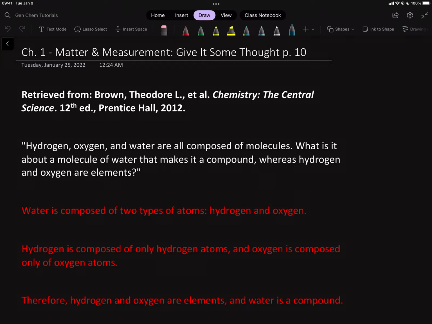Alright, back with another question from Chapter 1. Give it some thought. Here, the prompt: hydrogen, oxygen, and water are all composed of molecules. What is it about a molecule of water that makes it a compound, whereas hydrogen and oxygen are elements?